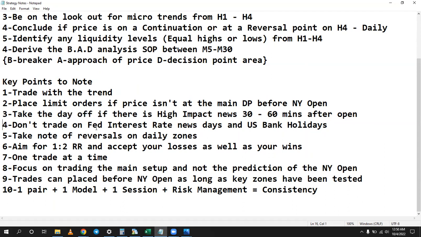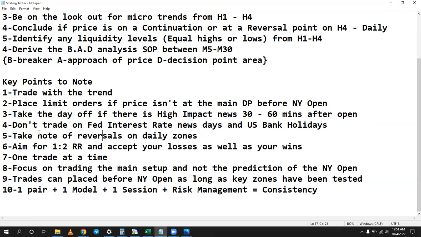Then also point number 4, if you have a Fed interest rate, because the Fed interest rate usually is released hours after the New York session. If you have a Fed interest rate, I recommend that you also take that day off, right? Because usually before the Fed interest rate news is released, there's a lot of manipulation in price. Price doesn't move normally. Even at the New York open, you'll notice lots of manipulation. So it's better you take that day off. Then also US bank holidays, take that day off there.